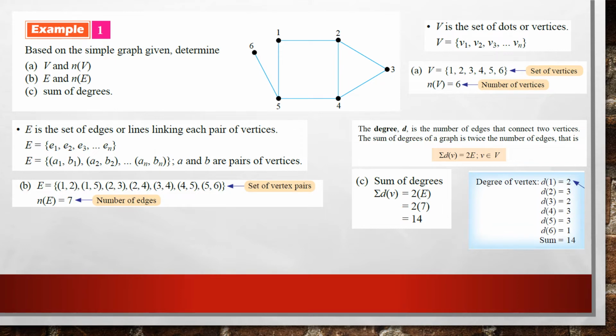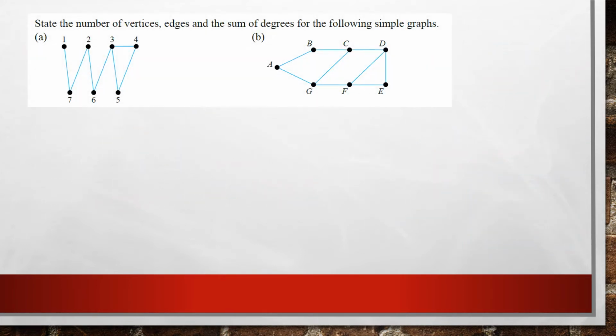So now we look at the second example. State the number of vertices, edges, and the sum of degrees for the following simple graph. So we look at the graph for part A first.